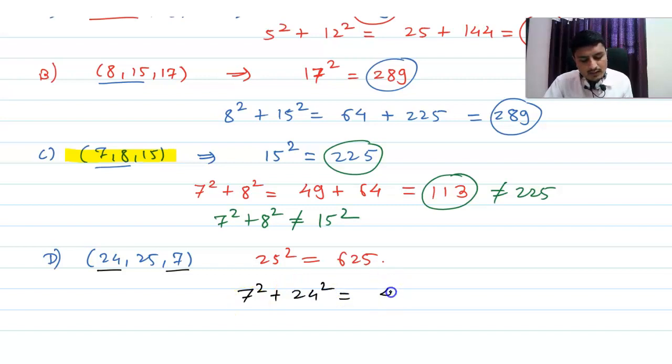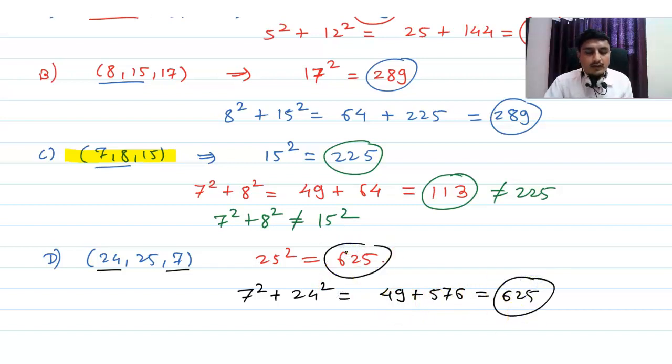we have 7 square is 49, while 24 square is 576. 576 plus 49, we get 625. So that is equal to 25 square, that is 625. That means the given three numbers 24, 25, 7 satisfy the Pythagoras theorem. So the three numbers 24, 25, 7 are a Pythagorean triplet. So our correct choice is choice code C, 7, 8, 15.